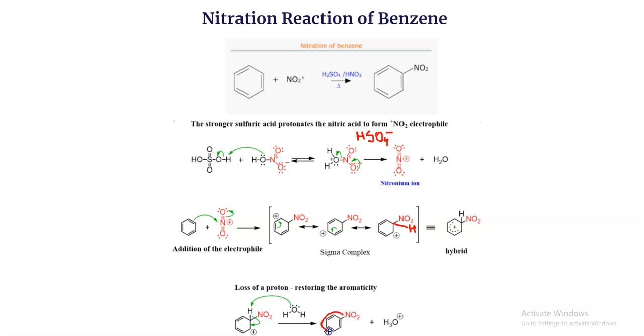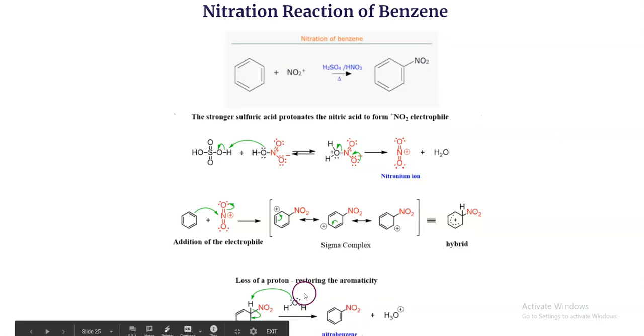This part is very, very important. Restoring the aromaticity, it's written here. Okay, so H2O becomes H3O plus, and you get nitrobenzene. So basically, this last step tells you why benzene undergoes electrophilic substitution reaction and not electrophilic addition reaction, right? Basically to restore the aromaticity.